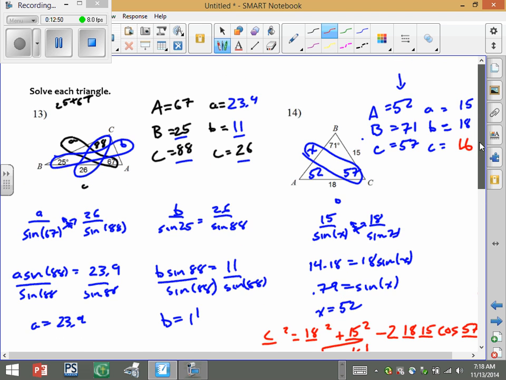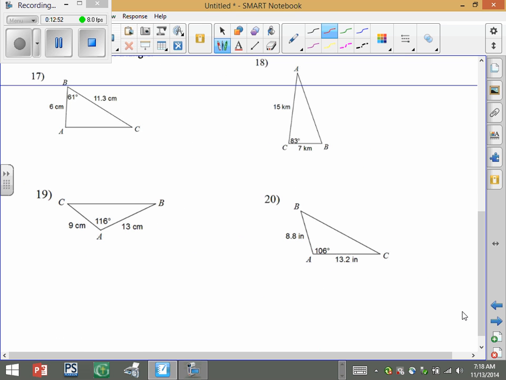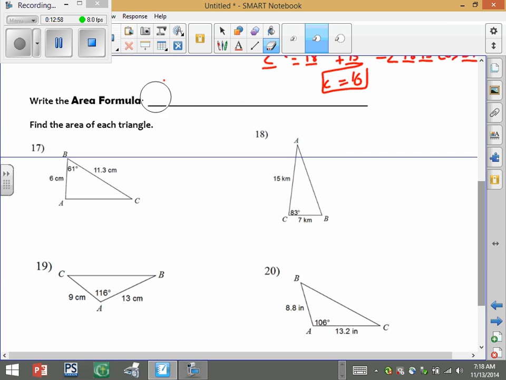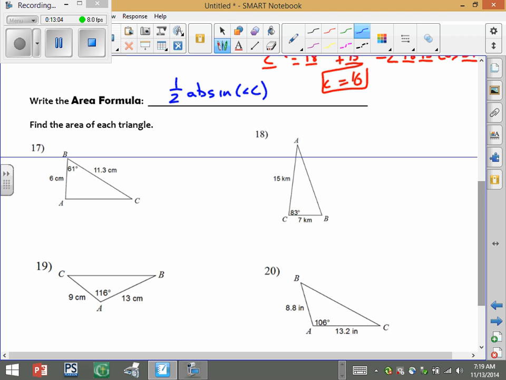And so a couple quick practice problems. Why did I write cosine? That's not cosine. I'm getting ahead of myself. 1/2 AB sine of angle C. And remember, C is just the included angle. It's not necessarily C in the actual triangle.